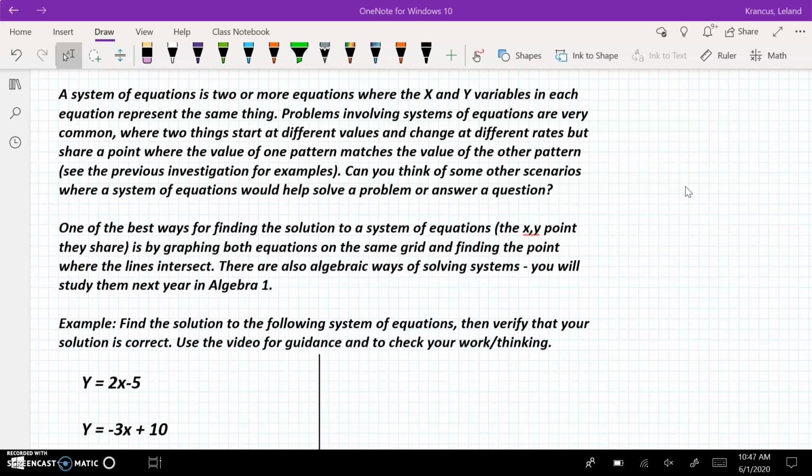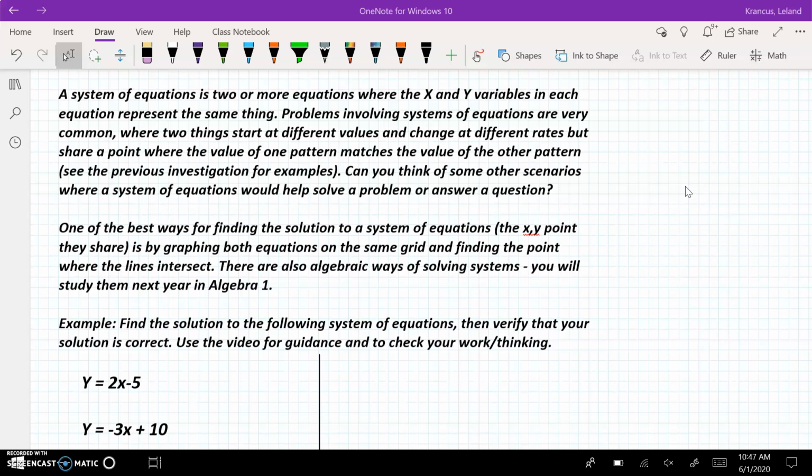So it could be a number of miles, it could be a number of weeks, it could be a number of movies, a number of hours, whatever your x variable is. And y on the two equations would mean the same thing. So it could be a total amount of money left. It could be a total amount of cost, like in the previous investigations. It could be a distance traveled, something like that.